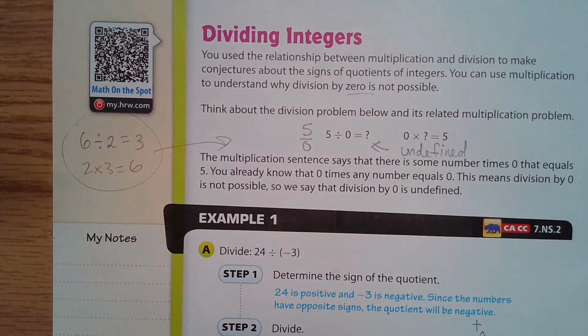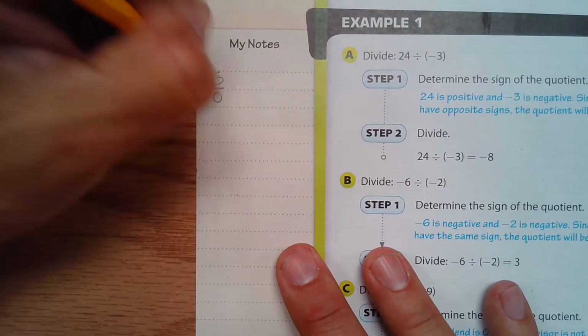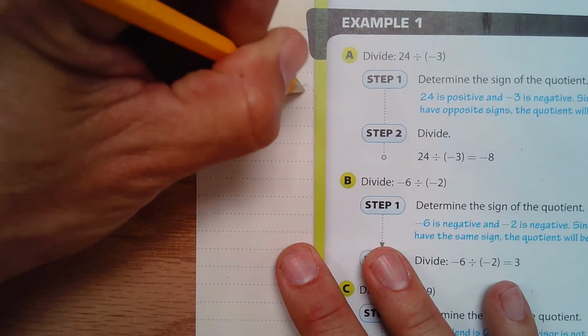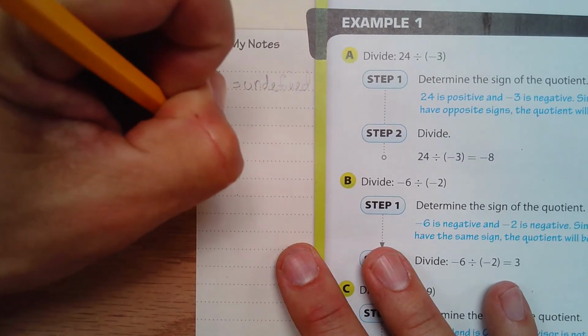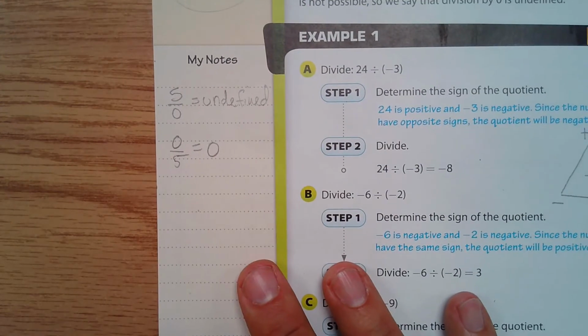It does not exist. Can't do it. Not possible. So what you can do in your notes here, 5 divided by 0 is undefined, but 0 divided by 5, you can do that. That's 0. So there's a big difference going on there.